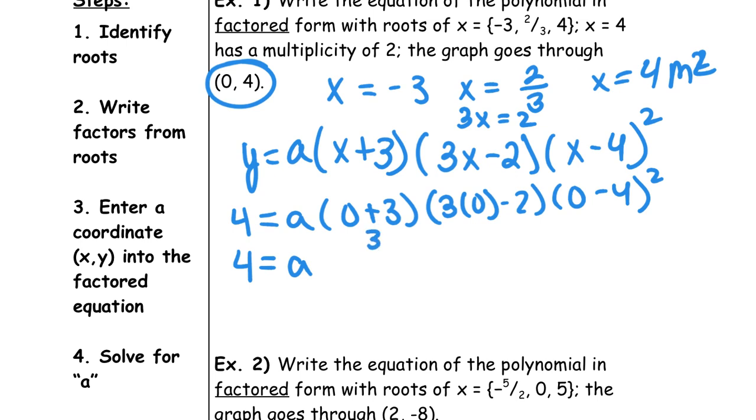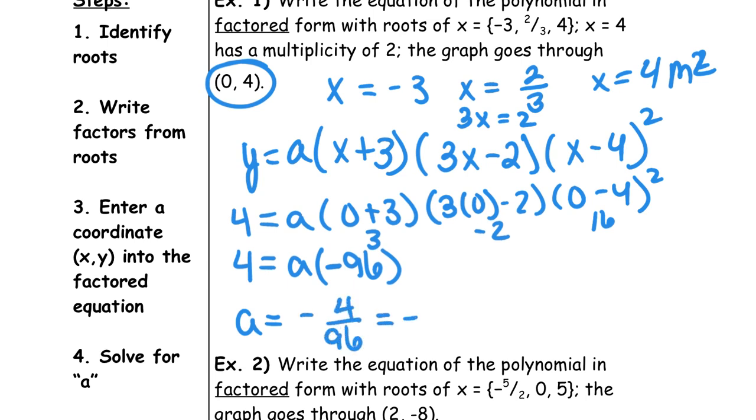So this right here is going to be 3. This one would be what? -2? And then this one would be 16. So now we have 3 times -2 times 16. That's why y'all got those big old calculators. Or what's 32 times 3? 96. So then we're going to have an a value that is -4 over 96.